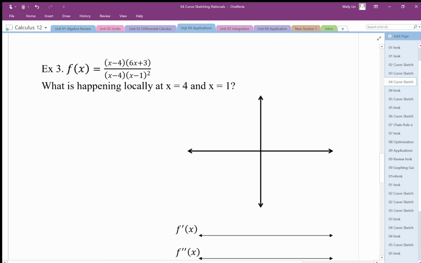Rational, just a basic rational function. You can see that some things cancel out. We're going to have a vertical asymptote that doesn't cancel. But one thing before we start here, I want to make note of.